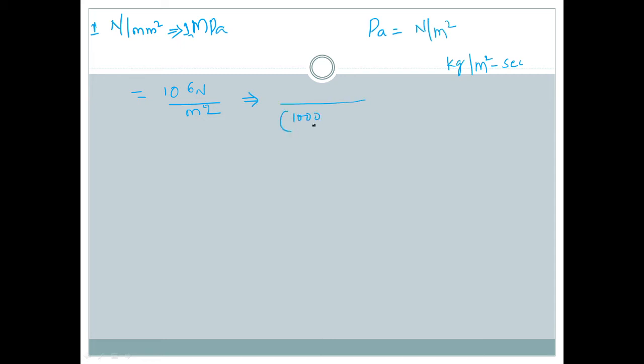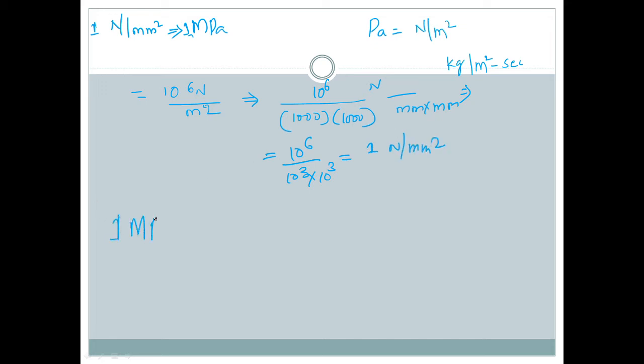So let us substitute it here. 1 meter equal to 1000 mm. So here you have 10 to the power of 6. Now this is meter, so mm into mm. If you multiply here 10 to the power of 3 into 10 to the power of 3, you are going to get 1 Newton per mm square, right? So 1 megapascal equal to how much? It is 1 Newton per mm square, right? So you need to convert the units also.